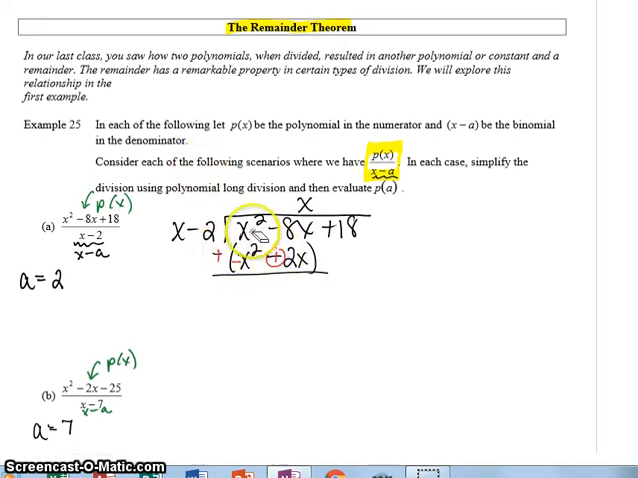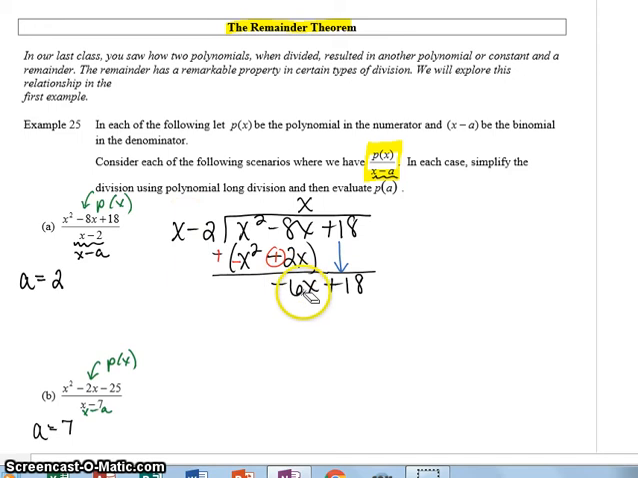As always, x squared minus x squared is 0, but then you have negative 8x plus 2x, which is negative 6x. We drop down the positive 18. Then how many times can x go into negative 6x, or x times what turns it into negative 6x? It would be minus 6. When I multiply, negative 6 times x is negative 6x, and negative 6 times negative 2 is a positive 12. Put it in parentheses, subtract.